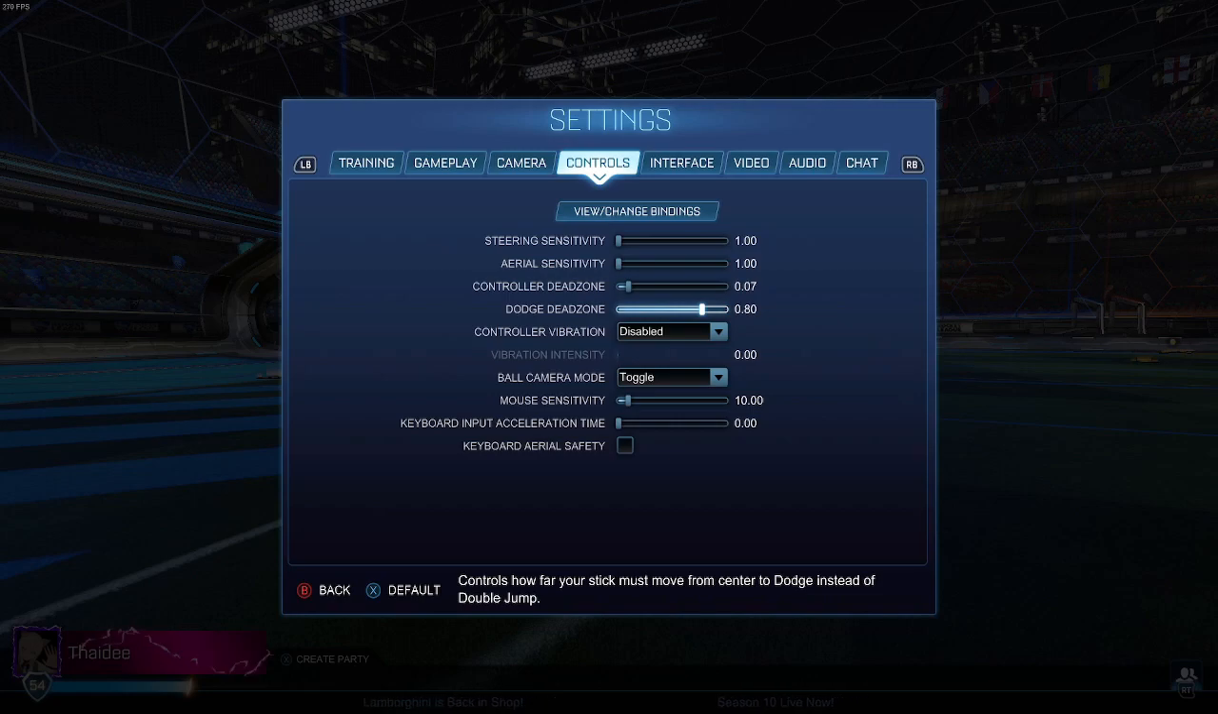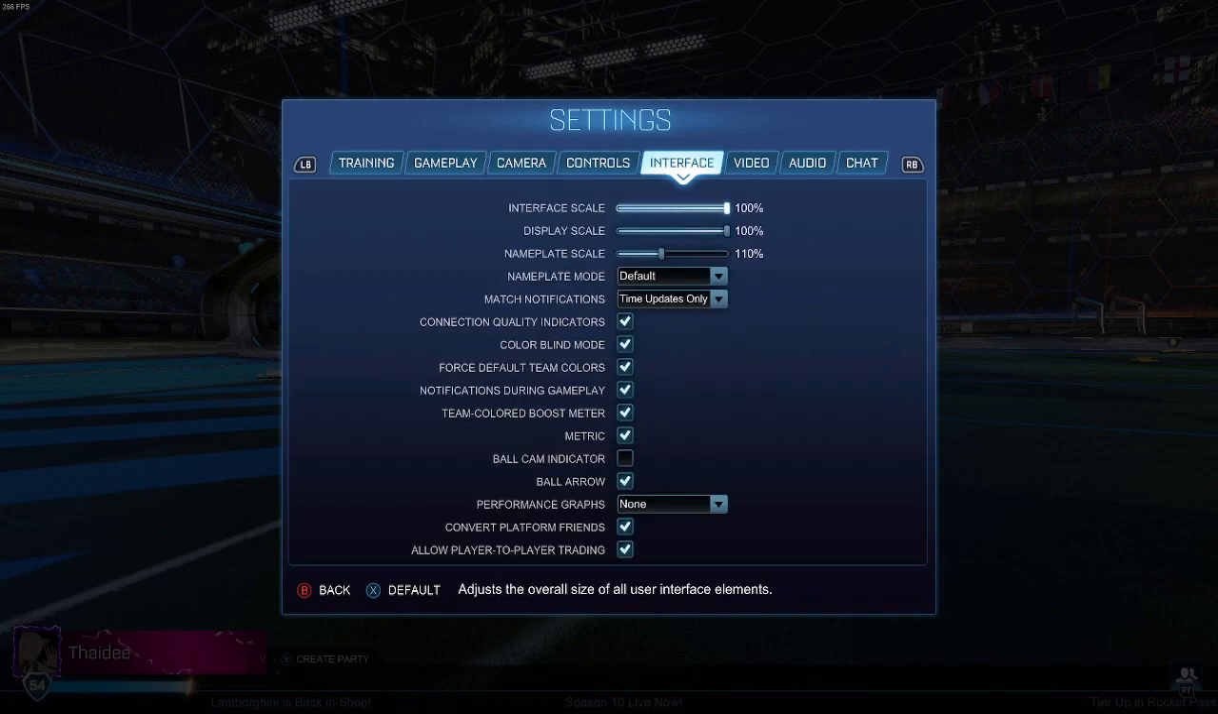Dodge dead zone isn't really that important. You just need to make sure the highest you really want to go is like 0.85. Really, I would suggest not going over 0.8. And the lowest you really want to go, for the most part, is around 0.4. This is super sensitive, but typically you're going to see people somewhere between 0.6 and 0.8. That's pretty much it. You want to turn controller vibration off just so we don't have our hands shaken.